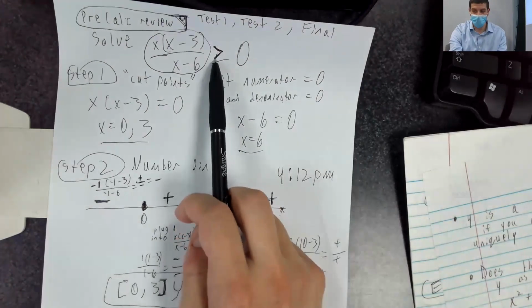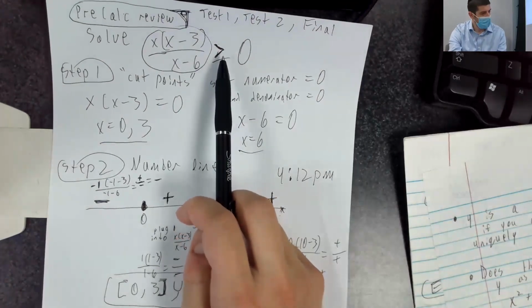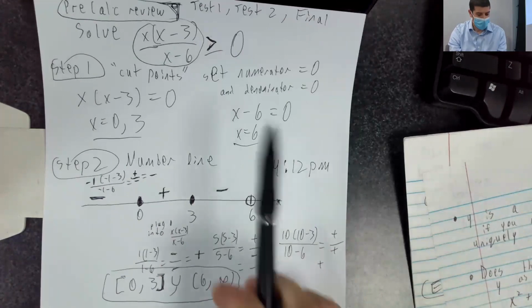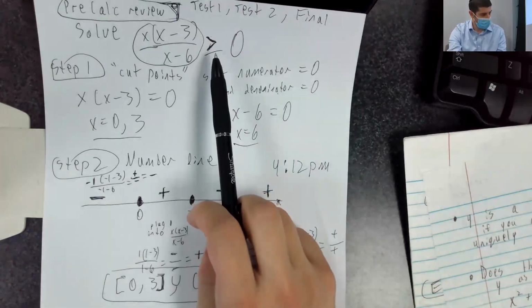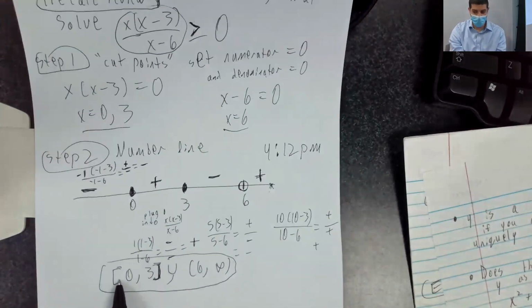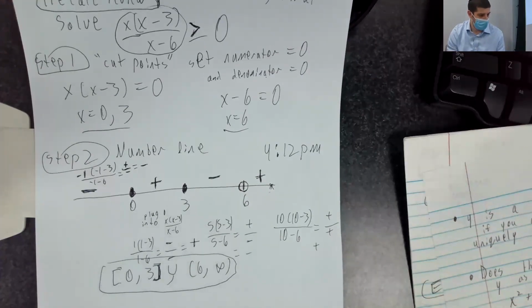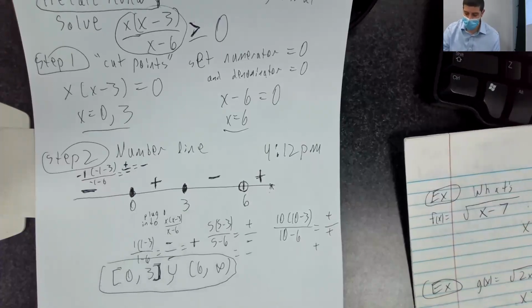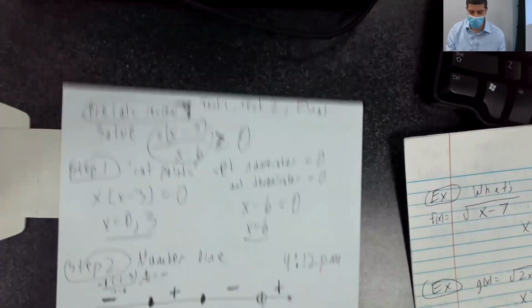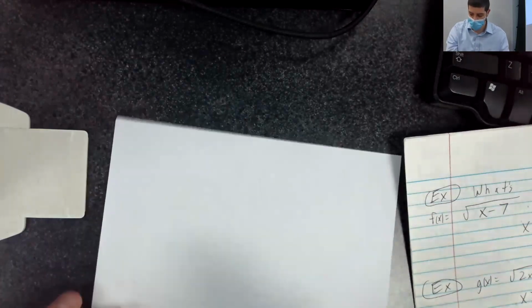If the problem asks you for greater than 0, they don't want equal to 0. So if this was just a greater than symbol, you'd actually put open parentheses 0 and 3, because 0 and 3 make it 0, and you don't want it to be 0. It just depends. But for these domain questions, 0 will be included. So I'll show you an example.